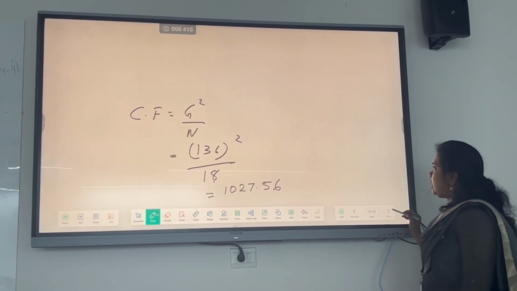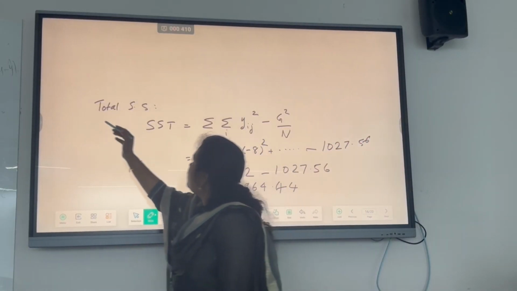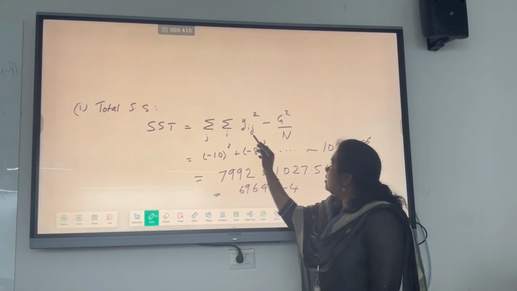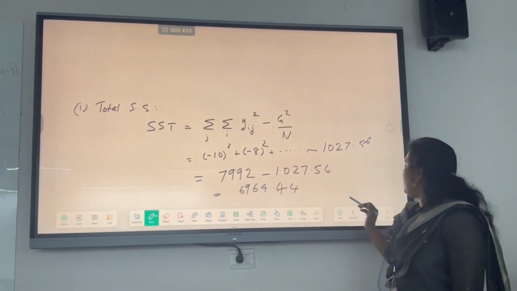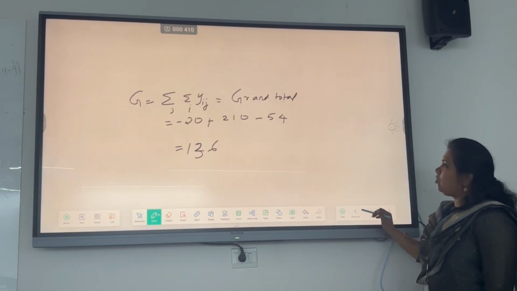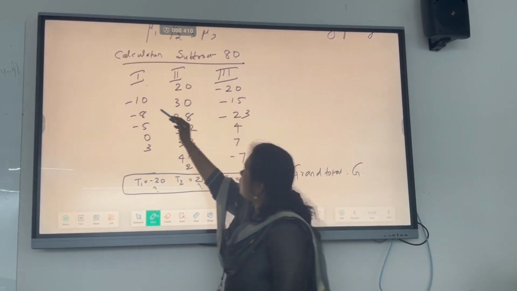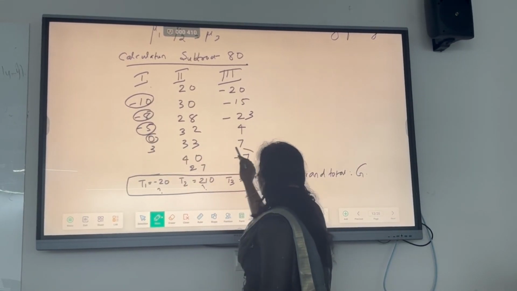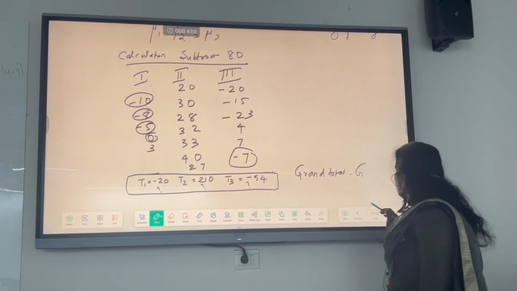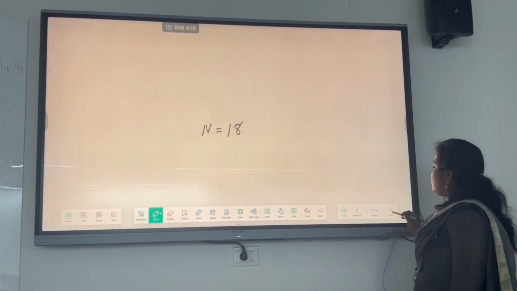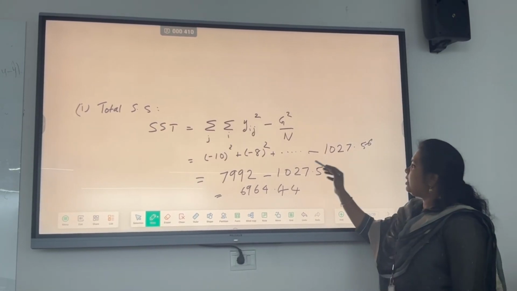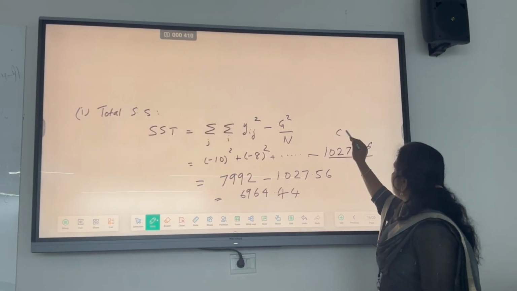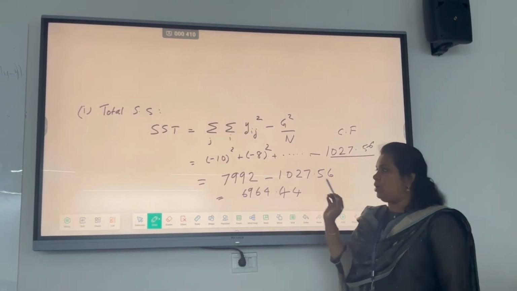After finding this, we can go step by step. First we find the total sum of squares, SST, which is the sum of Yij square minus G square by N. That means we have to take every term and square it, all the terms up to the last term. If you do that, we get the value to be 7992 minus this correction factor. So we can calculate this value.